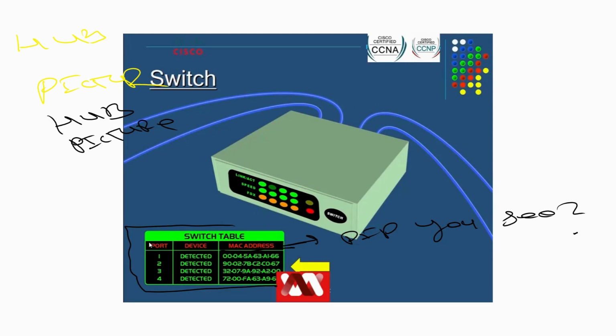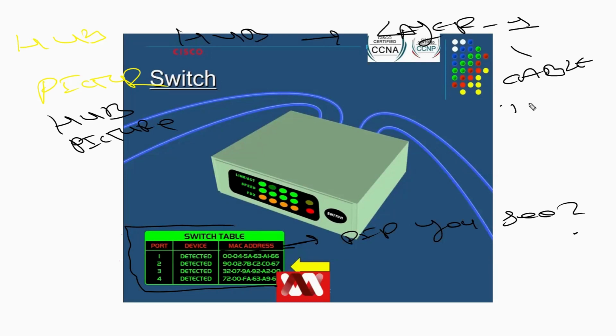This is what makes a switch and a hub a very big difference. A hub mainly works on layer one. Layer one means you have cable to cable connectivity. You have a cable, you detect it, you just say, okay, that's connected. But a switch is smarter than the hub.